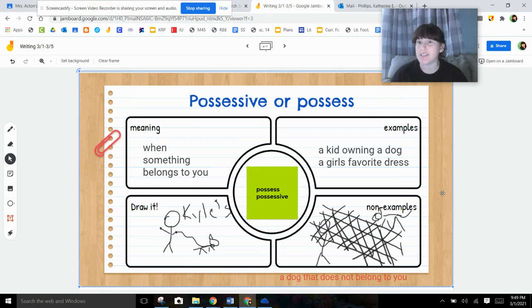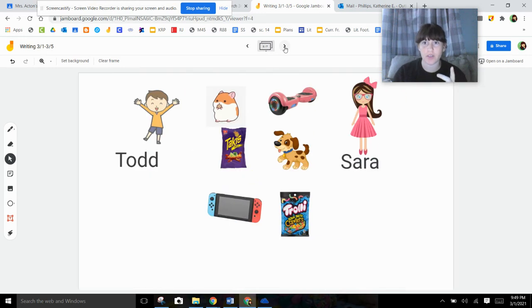So in that drawing, Miss Acton put a guy with a fence in between him and a dog on the other side of the fence. That's somebody else's yard. That dog belongs to somebody else. It doesn't belong to him, so he doesn't possess it. He's not possessive over it. Again, you're going to be doing this on the next slide after this video is over.